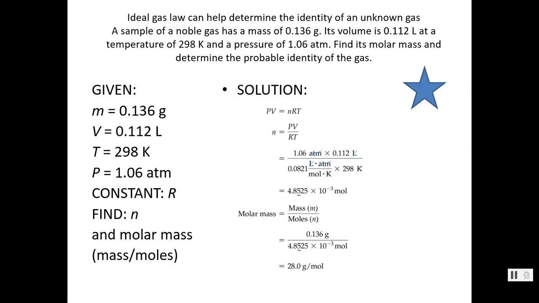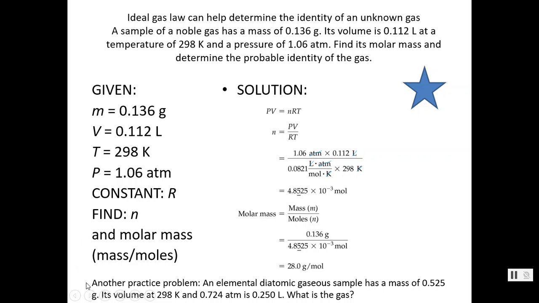So let's do another practice problem. Let's say we have an elemental diatomic gaseous sample. This diatomic is going to be important shortly. You'll see later. We have an elemental diatomic gaseous sample. We have a mass. We have a volume, a pressure, and a temperature. What is the gas?